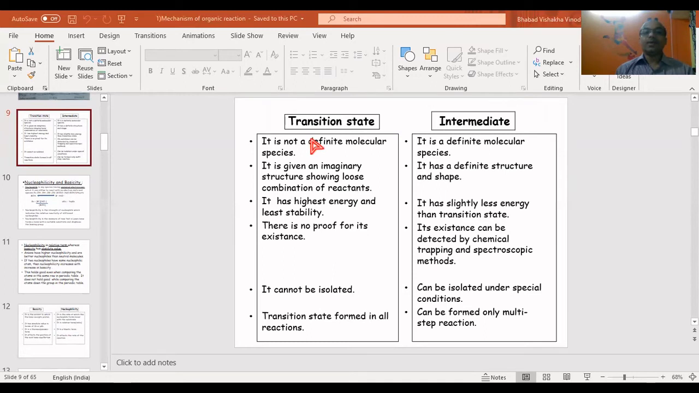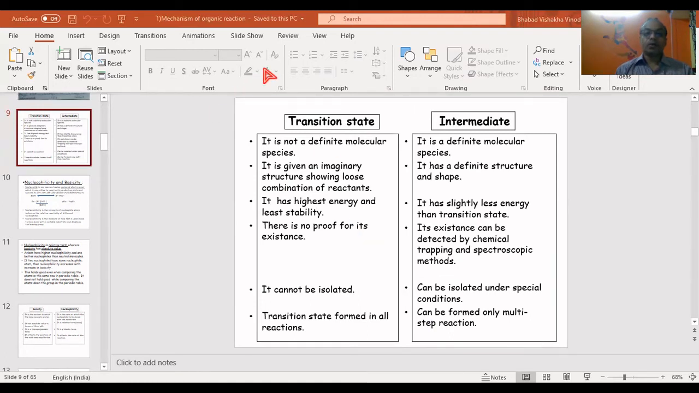Now we can distinguish between transition state and intermediate. As we know, a transition state is not a definite molecular species, whereas an intermediate is a definite molecular species. Transition state gives an imaginary structure showing loose combination of reactant, whereas intermediate has a definite structure and shape. Transition state has the highest energy and least stability, but intermediate has slightly less energy than transition state.